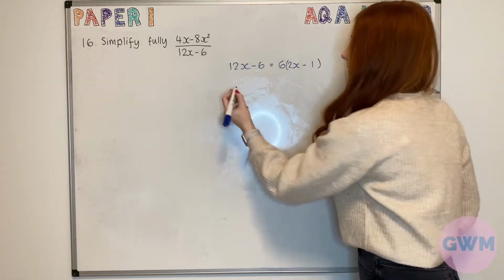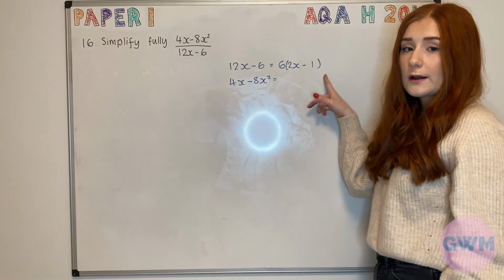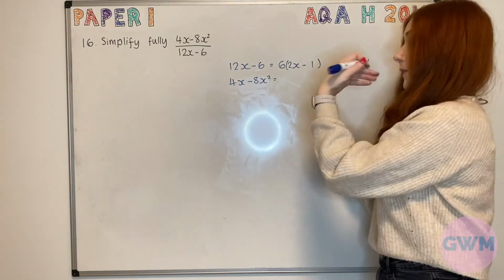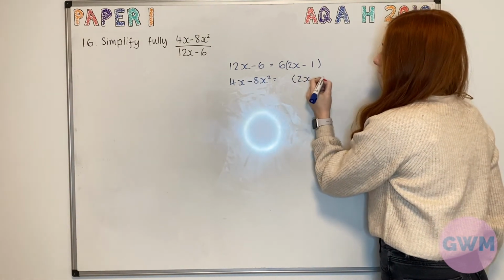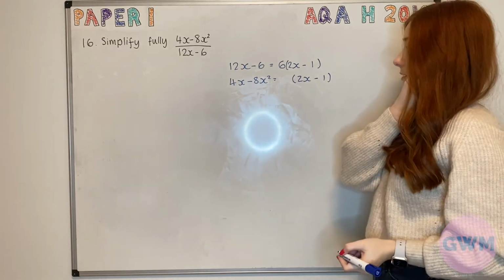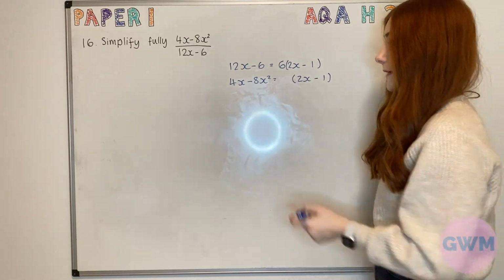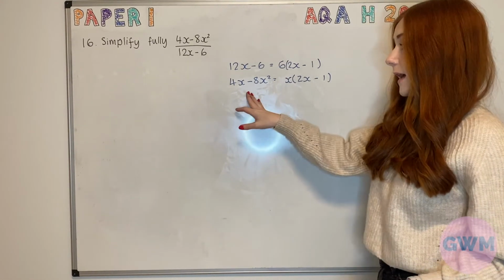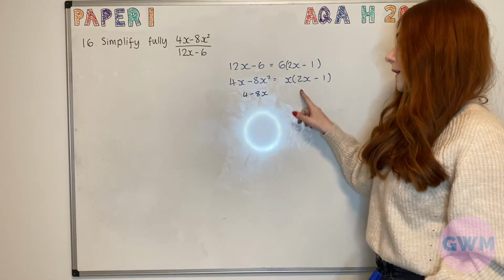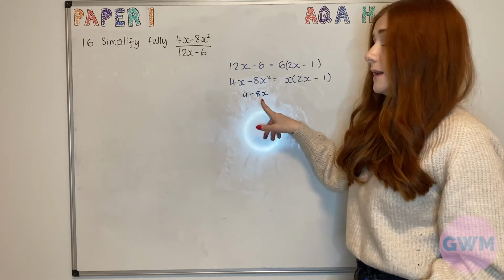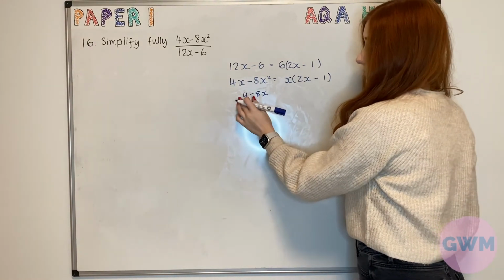Now let's look at the top part. To simplify fully, what we want is the same bracket on the top and the bottom, so we can cancel them out. Remember, if you divide them by the same thing, you can just cancel it. So let's see if we can get the top to simplify to 2x minus 1. Well, we can remove an x, and x is present in both terms. If we remove that x, we're left with 4 minus 8x. Now if we want a 2x at the start, we need the 8x to go in front. To do that, we need to swap the signs around.